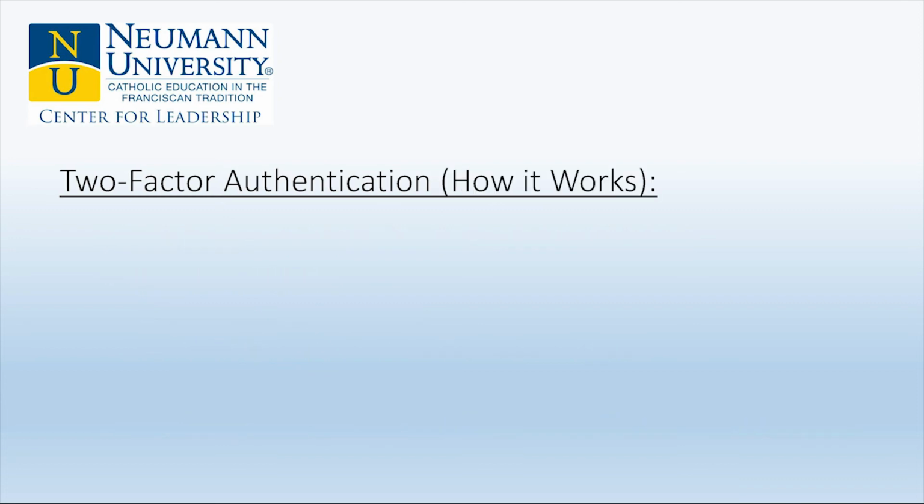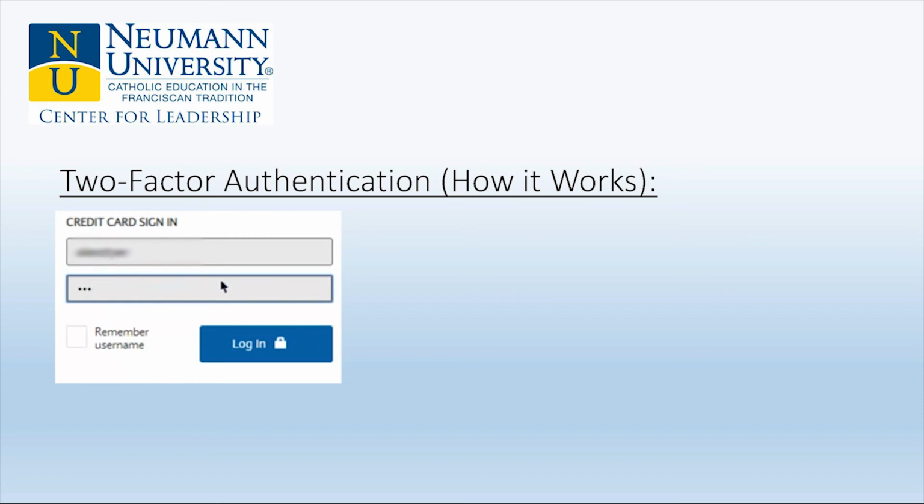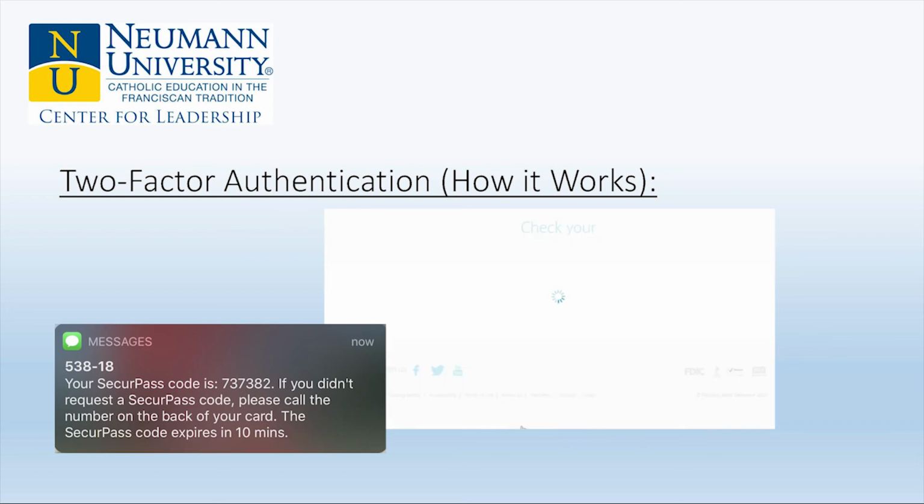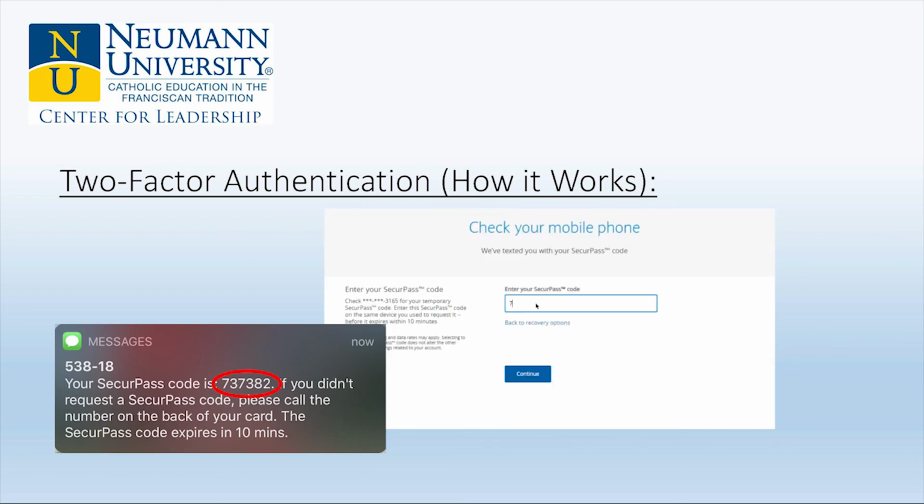So how does it work? Log into your existing online account using your username or email address and password. You will then be prompted to send a text message to your cellular phone. That text message will contain a 6-digit code, which you will then use to re-enter back into the website when prompted.